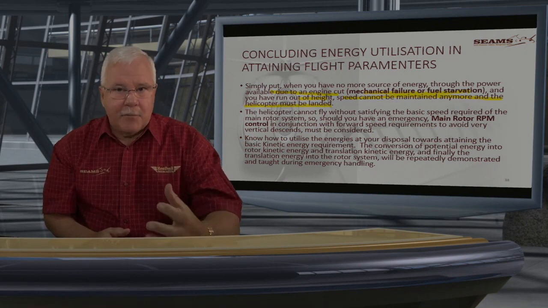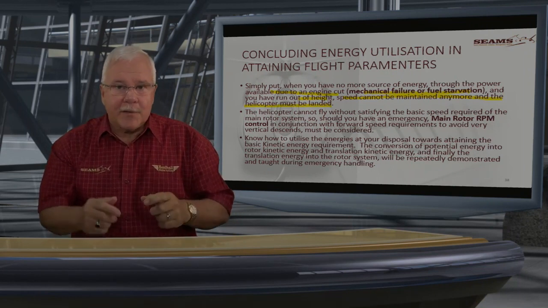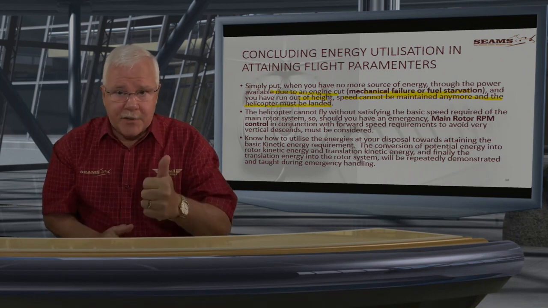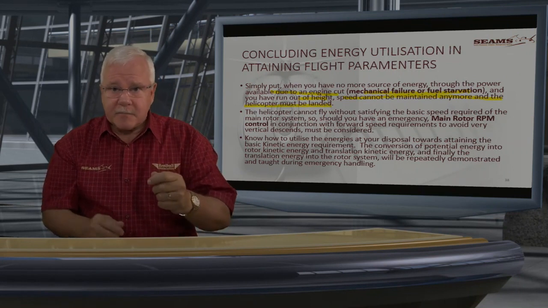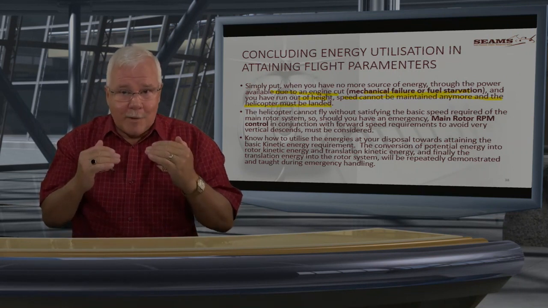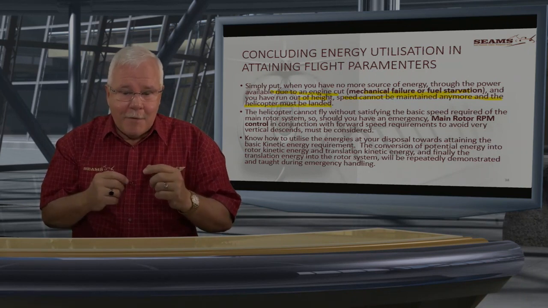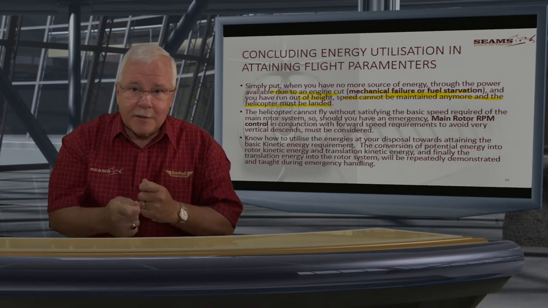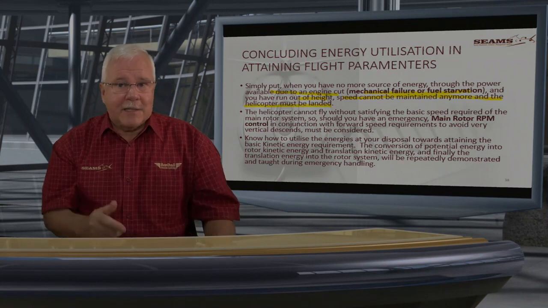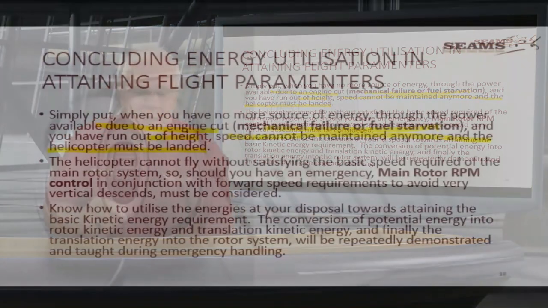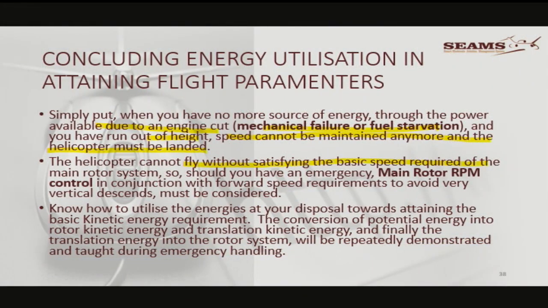Mechanical energy is there. If you take the mechanical energy away, then we are sitting only with two energies. That's potential energy and kinetic energy. Kinetic energy is what we must have. And the only energy to feed in to keep that, the only energy available, is height. Nothing else. That's your potential. The helicopter can fly as far as the basic speed requirements. So emergency main rotor RPM control in conjunction with the forward speed requirements to avoid very vertical descents must be considered. Yeah, the vertical descent is a bad one when you get close to the ground.